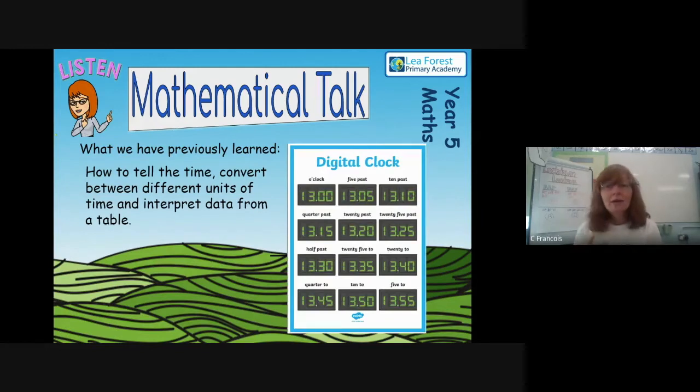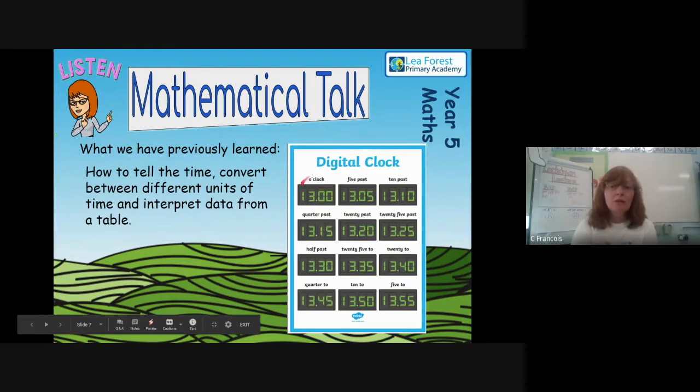Now, the digital clock. We can have a 12-hour digital clock or a 24-hour digital clock. When we have a 12-hour digital clock, when we get to 12, we start again at 1. When it's a 24-hour clock, we go from 0 at midnight all the way round 1, 2, 3, 4, 5, 6, 7, 8, 9, 10, 11 to 12. And then when we get to 12, our afternoon starts 13, 14, 15, 16, 17, 18 into the evening, 19, 20, 21, 22, 23, 24. So that's why it's called a 24-hour clock, because it goes up to 24.